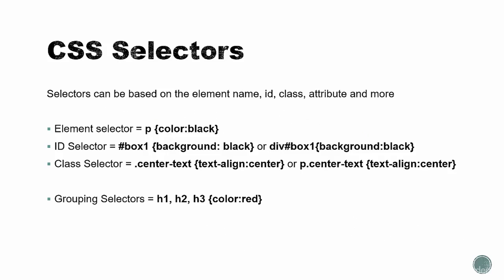So selectors can be based on things like the element name, as we saw, ID, class, attribute, and more. So an example of an element selector again would be here we have a P for the paragraph, setting the color to black. And then if you want to target certain elements, you can use things like IDs and classes. So for an ID, you want to use the number sign character here along with the name of the ID. Now notice over here we can also include the element.